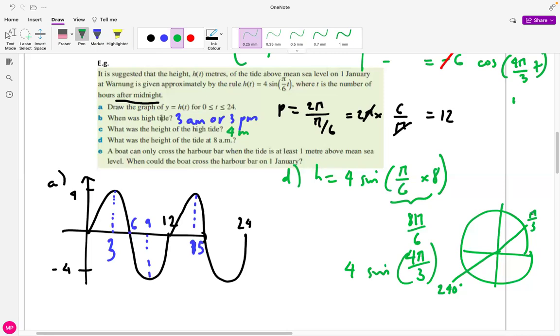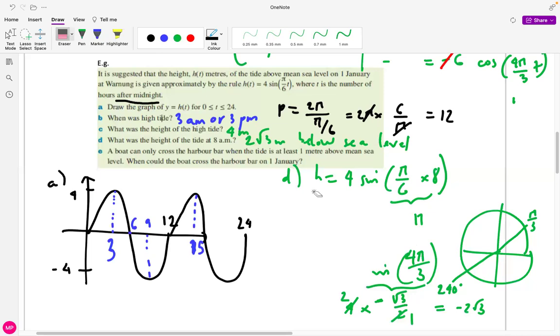So in this quadrant, sin will be negative. And sin of pi over 3 is root 3 over 2, so this will give you negative root 3 over 2. And when you times by 4, 4 and 2 cancel out to 2 and 1. So it will be negative 2 root 3. So the height of the tide will be negative 2 root 3 meters, okay, but it's below sea level because it's negative.